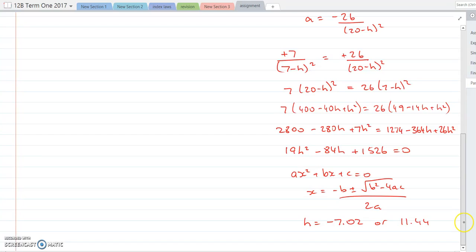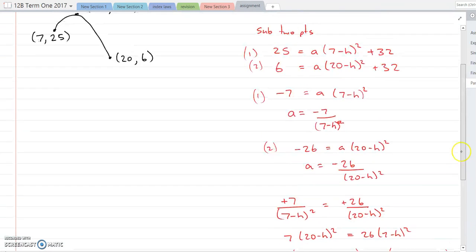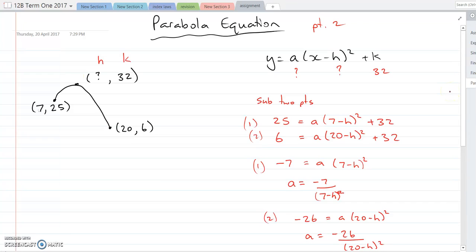So let's have a look. Do these numbers make sense? Negative 7.02, if I go back to my graph, is going to be way over here. The k is still going to be 32, so that would give me a parabola that comes down like that, which is not what I want. So that answer is no good. Let's get rid of that answer. But the 11.44, that looks reasonable. That's between the 7 and the 20. So this is going to be 11.44.